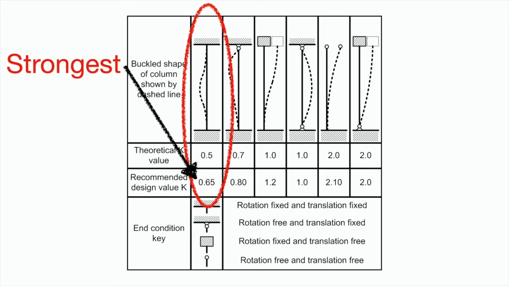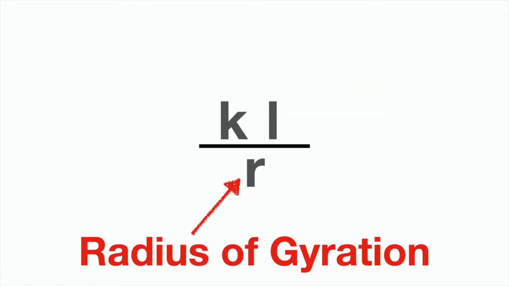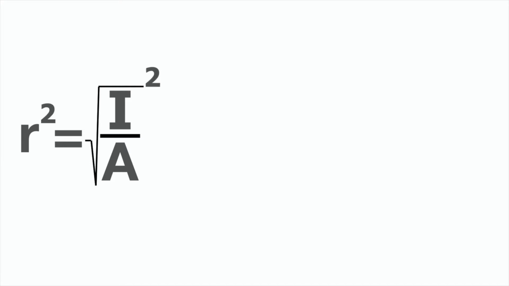So that is K. L is the length. If it's longer, then this is a larger ratio. If it's shorter, it's a smaller ratio. R is the radius of gyration. This one is a little bit harder. R equals the square root of I over A. We're going to get rid of that square root by squaring both sides, and we'll see why we did that in the future. It's going to make substitution a little bit easier.